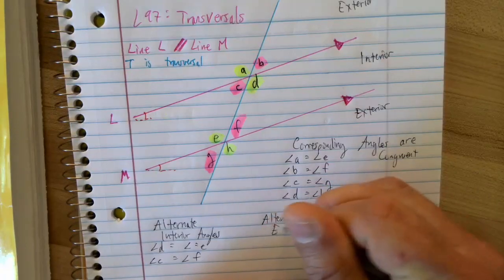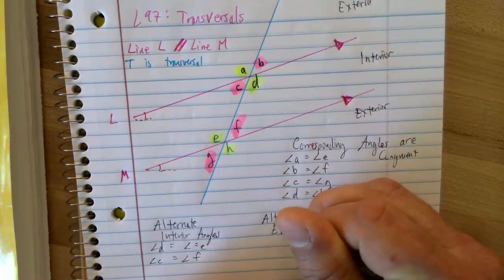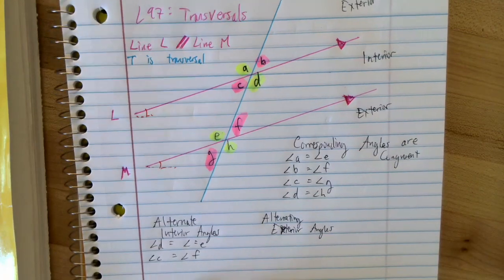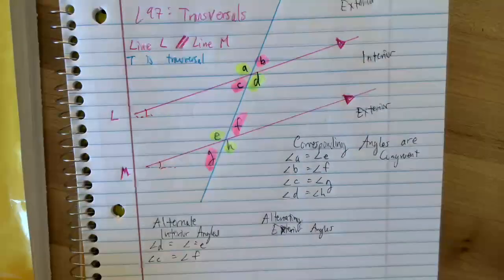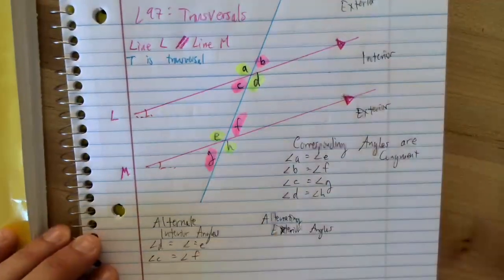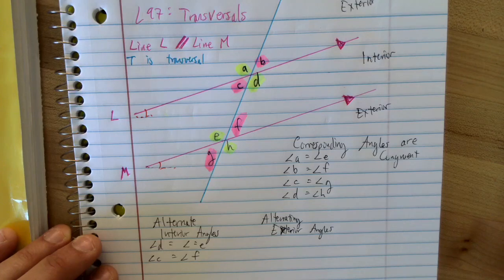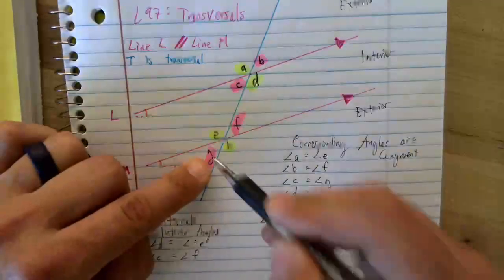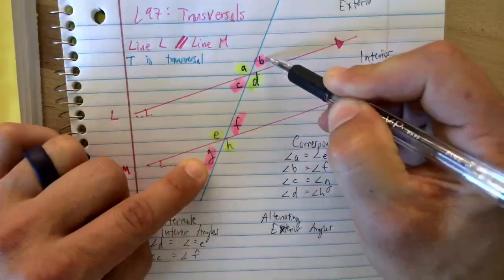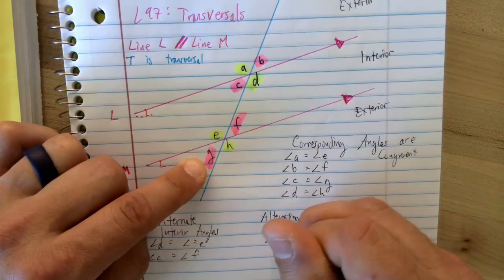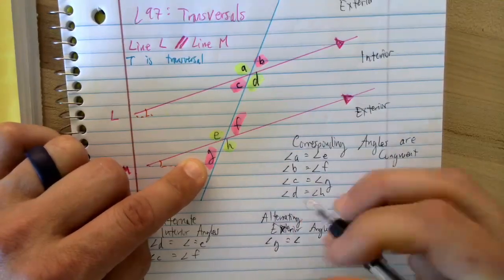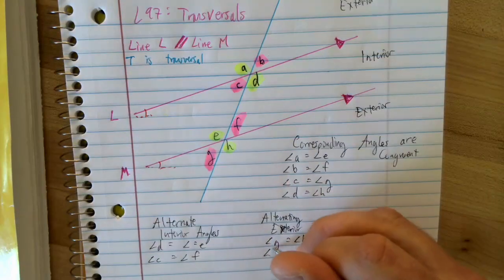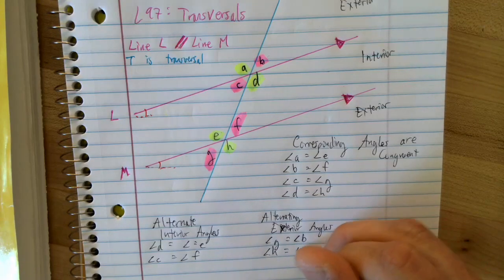Alternating exterior. Exterior angles, okay? So the alternate, outside and inside. The alternate interior for G would be B. G is exterior. Good. So G is on the alternate side of B, both of them being exterior. So alternate exterior, right? We have G and B. What else do we have? H and A.